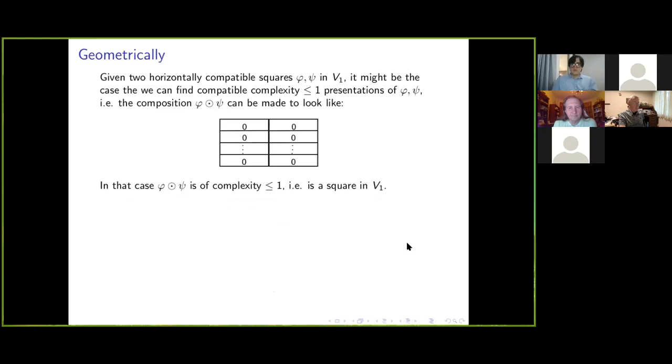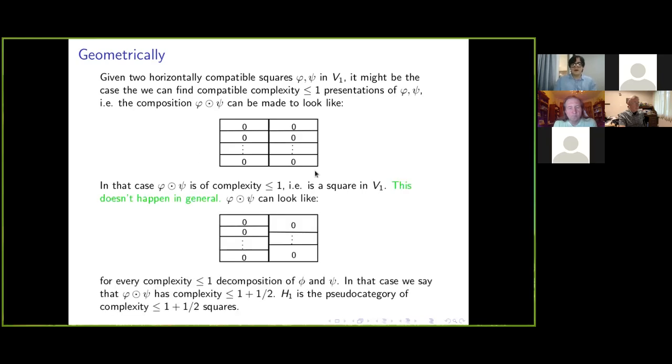Okay, so suppose we're given two horizontally compatible squares of complexity less than or equal to 1, phi and psi. These admit vertical subdivisions into squares of complexity 0. It might be the case that when we compose them horizontally, we can organize these decompositions as vertical compositions of complexity 0 squares in such a way that we can compose the complexity 0 squares horizontally, and then we can compose vertically. So in that case, this horizontal composition obviously has complexity less than or equal to 1. But we can't always do this. This doesn't happen in general.